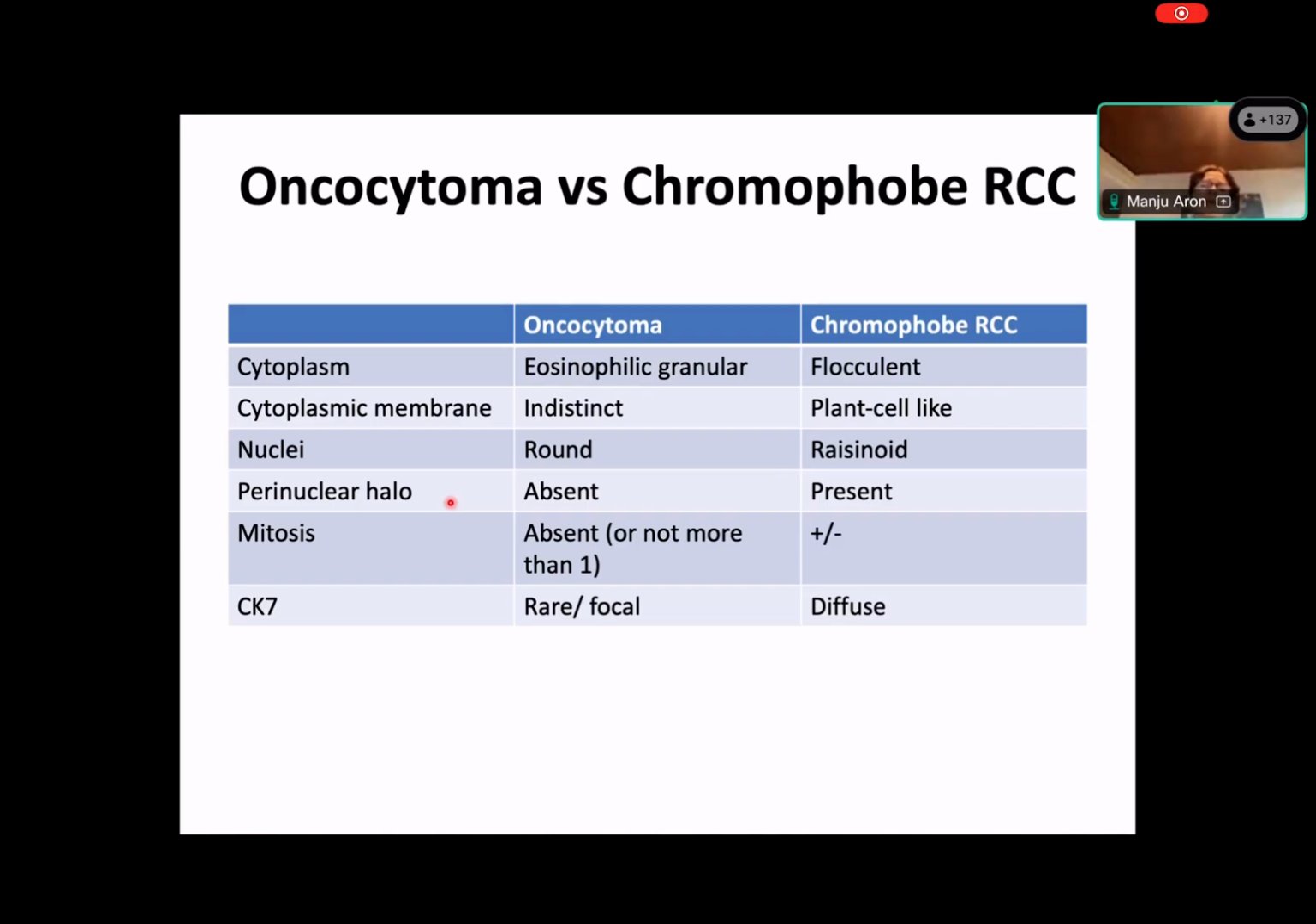And of course, one important morphological parameter that I want to mention is mitosis. Mitosis, if you see in a pink tumor, where you're entertaining the differential diagnosis of oncocytoma and chromophobe RCC, if you see prominent mitosis, then it's not an oncocytoma. Okay, we don't want to call it oncocytoma with mitotic activity.